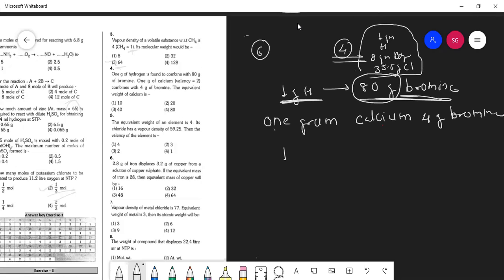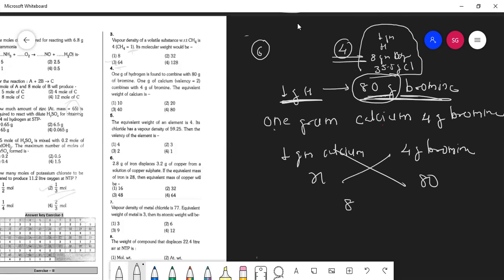So 1 gram of calcium, they said, combines with 4 gram of bromine. But bromine, how much gram means 1 equivalent? That is 80. So 80 gram of this will combine with X. So 80 by 4, how much will you get? 20. So this is the equivalent weight.